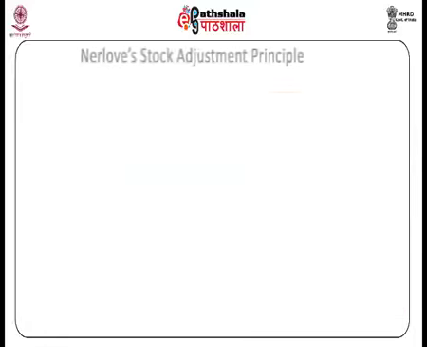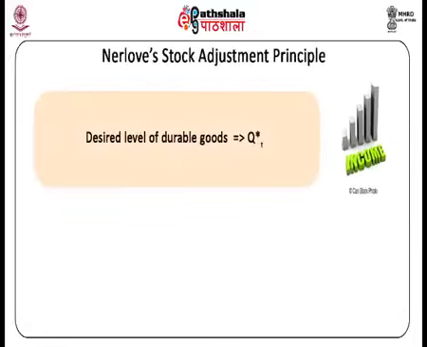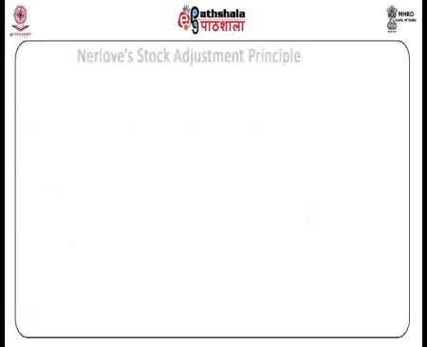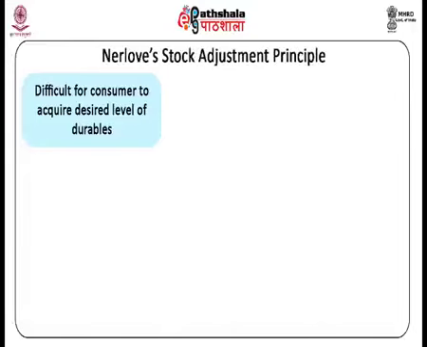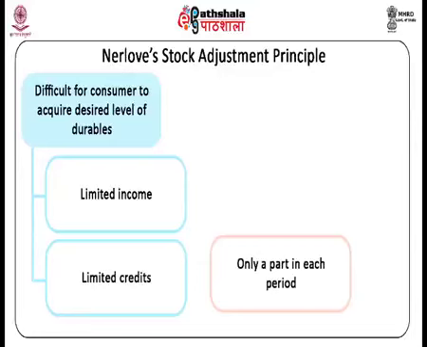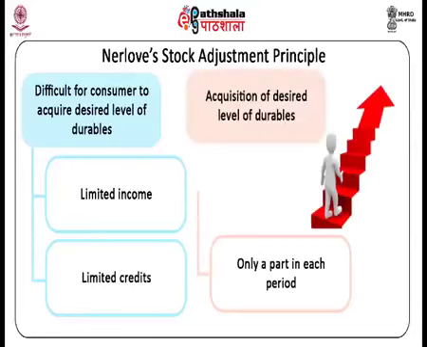Derivation of the model. There is a desired level of durable goods which is given as Qt*. This desired level of durable goods is determined by the current level of income. This can be written as Qt* = C*Yt. This is given as equation 1. It is very difficult for the consumer to acquire the desired level of durables immediately due to limited income, limited credit, etc. Thus, the consumers acquire only a part of the desired level in each period. The acquisition of the desired level of durables by the consumers is gradual.